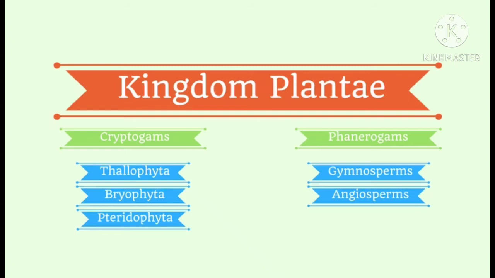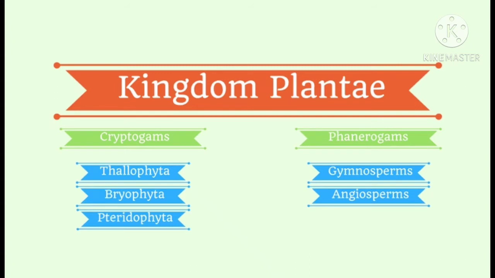This way we have to see the entire chapter in a very detailed way. Though you have some background from 9th standard too, here we are going to discuss in detail about Kingdom Plantae. Major classification of Kingdom Plantae is based on the presence or absence of flowers. As I said, if flowers are present it's called phanerogame, and if flowers are absent it's called cryptogame.